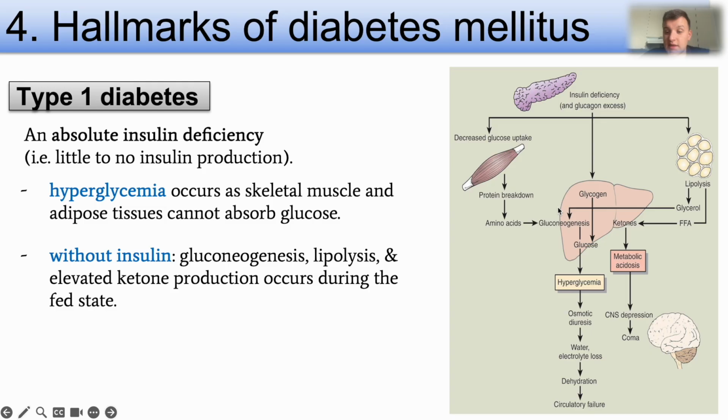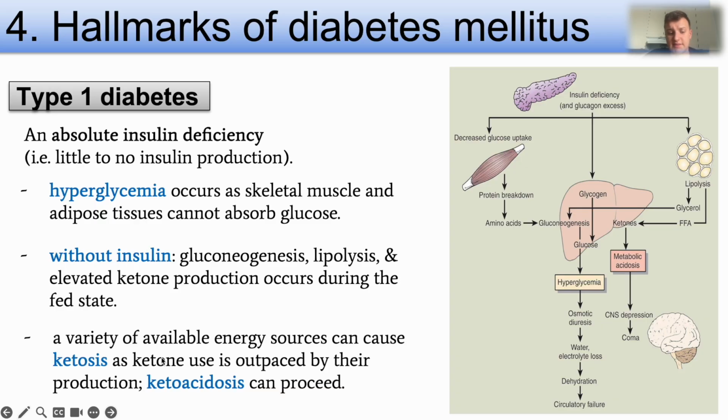Instead, what happens is your body takes this glucose and undergoes gluconeogenesis, where it will convert it and use it for other products. Lipolysis too, right? And elevated ketone production all occur in the fed state. So a variety of available energy sources can cause ketosis, right? If you have all of this, you're going to make so many ketone bodies, right?